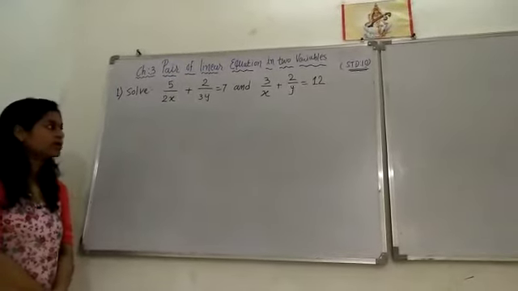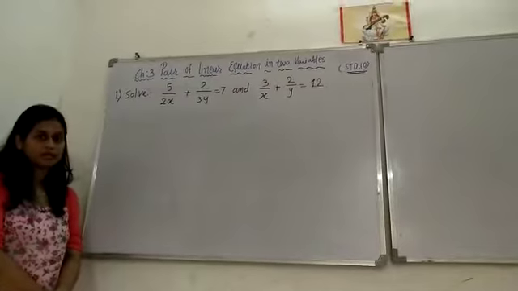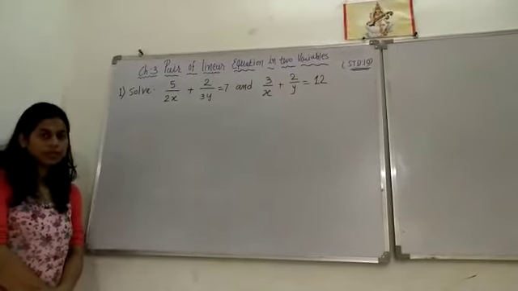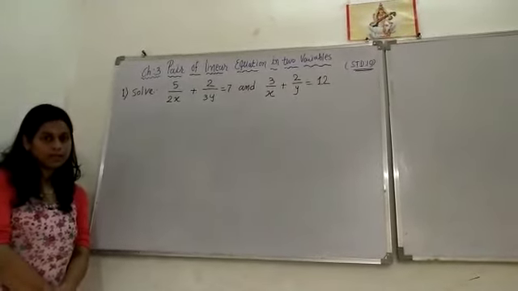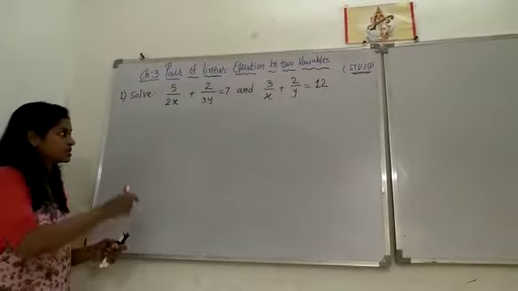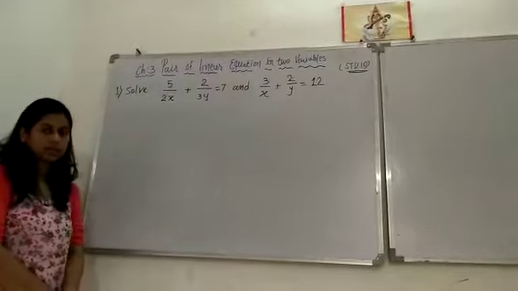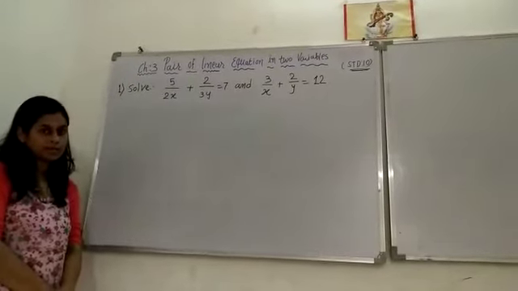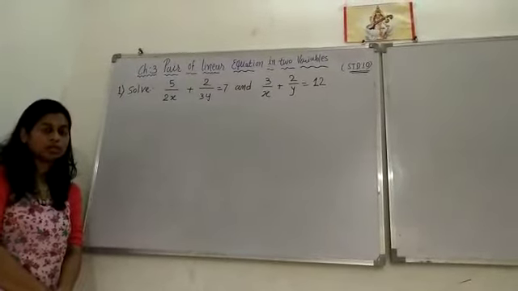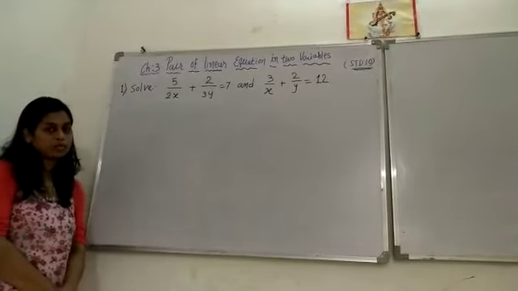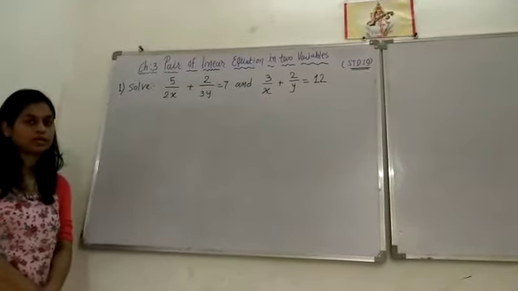We already did pair of linear equations solving by the graphical method, substitution method, elimination method and cross multiplication method. But whenever this type of example is given in your exam and no method is mentioned, you can apply any method for solving these two linear equations. But the elimination method is the best for solving any pair of two linear equations.